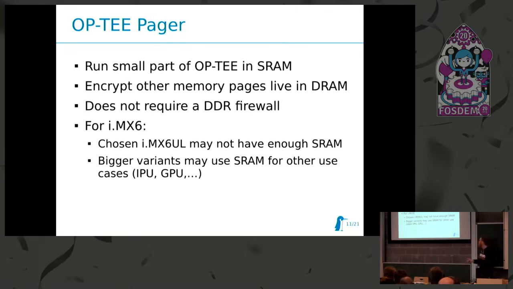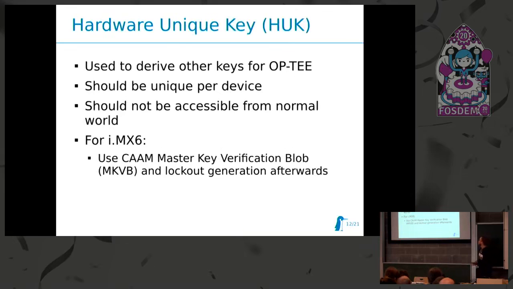And for bigger IMX6 variants, there's the image processing unit or the GPU, which also may require SRAM to store data because DDR memory may be too slow for this. So this was why we didn't choose the Opti pager as the way to go there and instead use the DDR firewall. So next up is this hardware unique key.